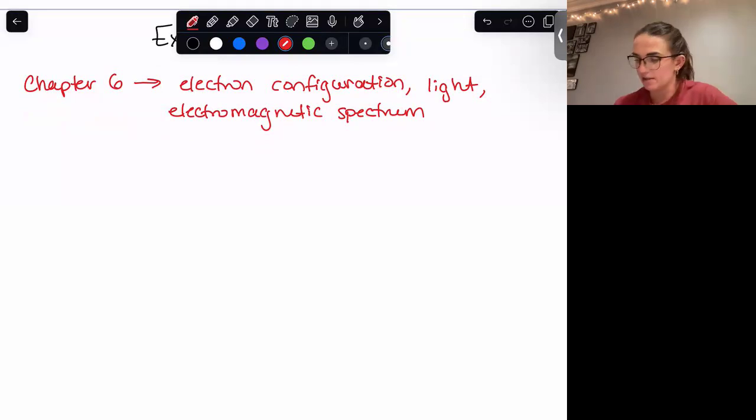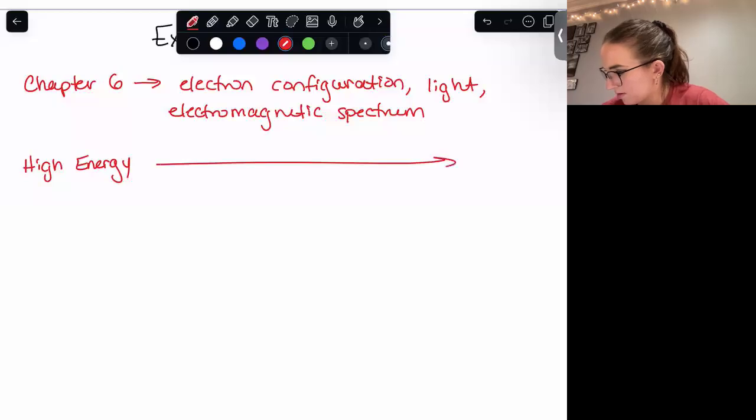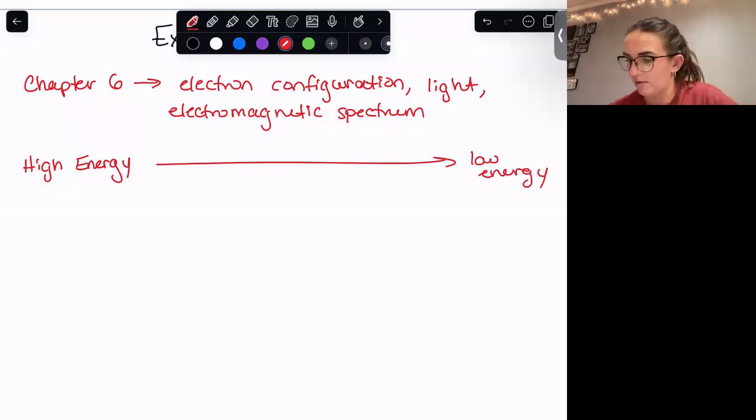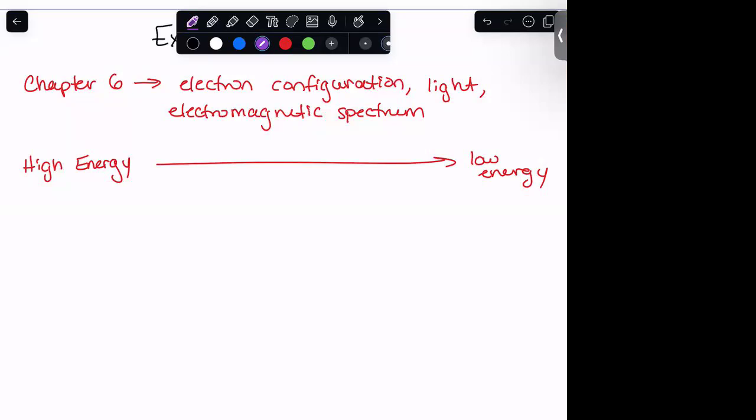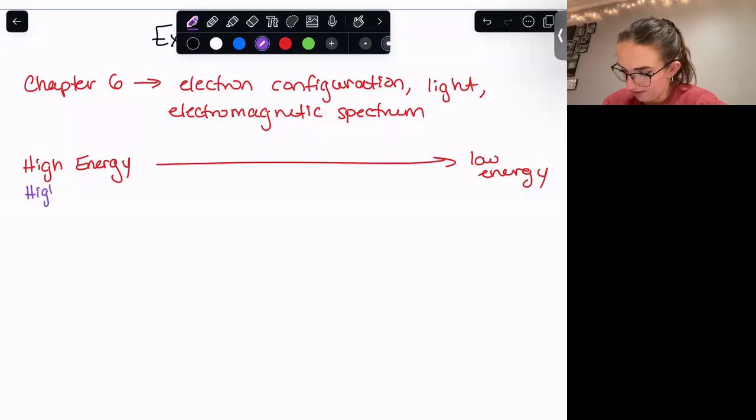When we talk about the electromagnetic spectrum, we should know it, and it is categorized from high energy to low energy. What is associated with a high energy wave? What kind of frequency and what kind of wavelength? High frequency and low wavelengths. Perfect. So we have high frequency and we have low wavelength.